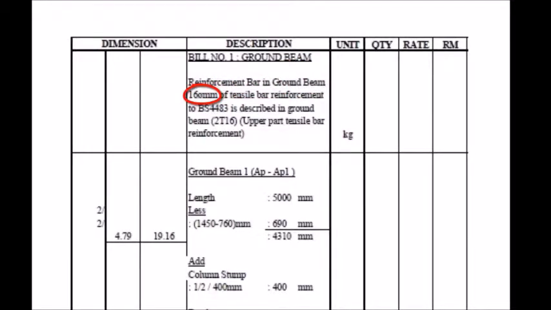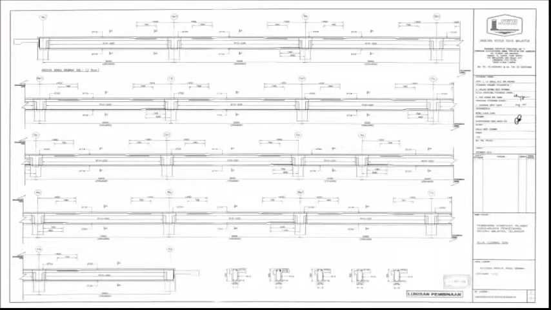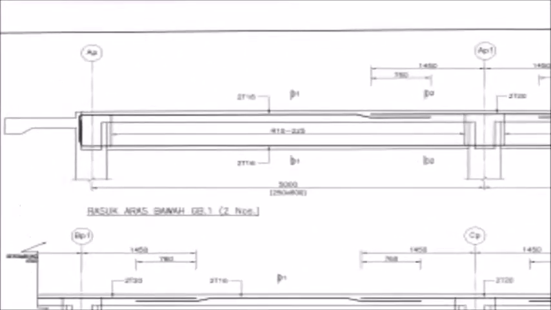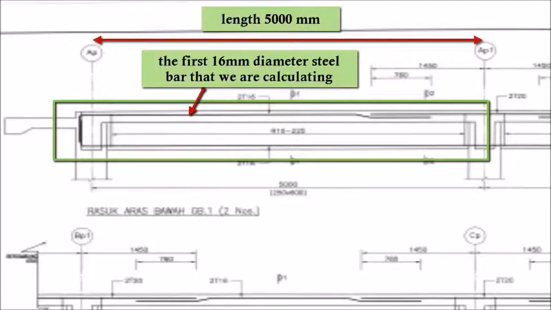First, we will calculate for the 16 mm diameter steel bar. Now we can see that the drawing shows the total length of the 16 mm steel bar has to be calculated as 5000 mm less the length without the bar, as the steel bar length is until half of the length of the column stump. So, we have to add the column stump length by 1/2 of the column stump length.